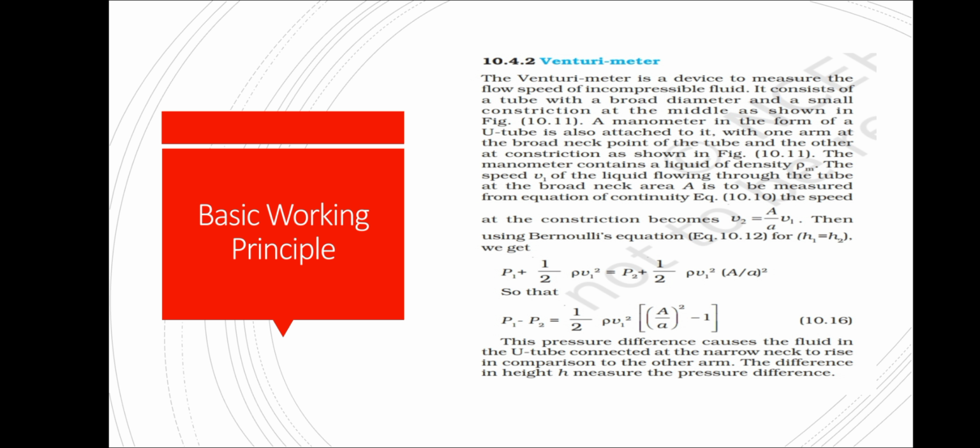So we can conclude that this pressure difference can be measured by the manometer, right? Why are we using a manometer in this Venturimeter? We have to measure the pressure difference, and the device used to measure the pressure difference is the manometer, right? So p1 minus p2 can be easily measured with the help of this manometer. Come to the next slide.